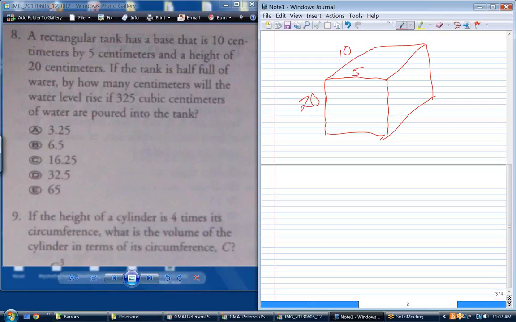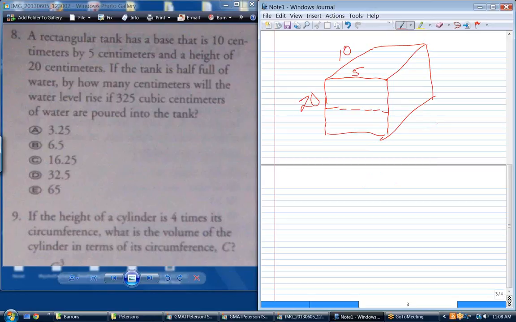If the tank is half full of water, by how many centimeters will the water level rise if 325 cubic centimeters of water are poured into the tank? Well, first you would have to find the volume of the box. Okay, that's one way to do it. What's the volume of this box?